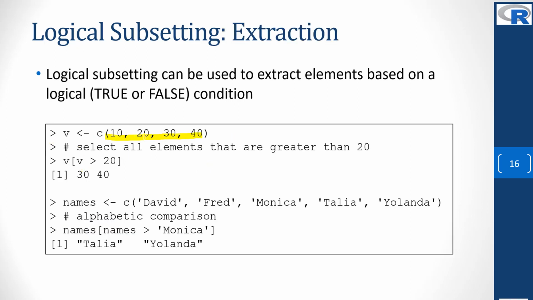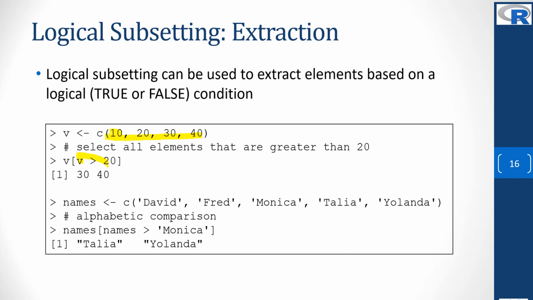Here we have the numeric vector 10, 20, 30, 40. And now instead of using a logical vector, we're using a relational expression, v greater than 20. This is going to do an element-wise comparison of all the elements in V and pick the ones that are greater than 20 and return true for those. So you're going to have a logical vector result here of 4 elements, and it will be false for the elements that are less than or equal to 20.